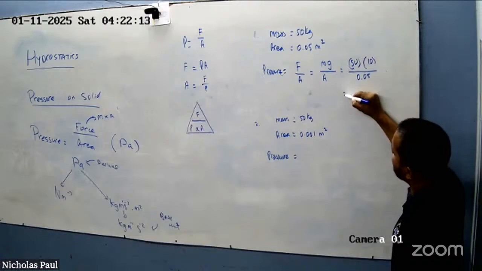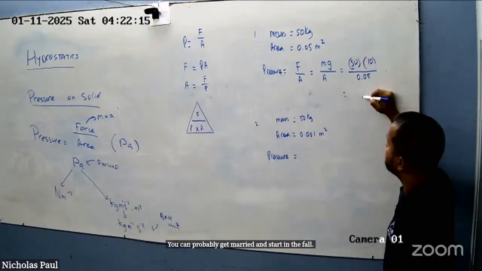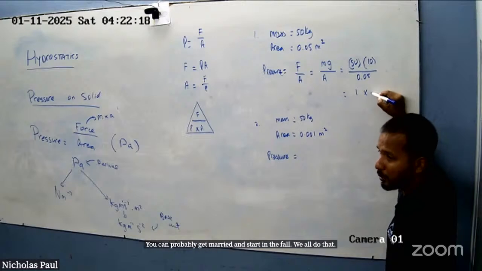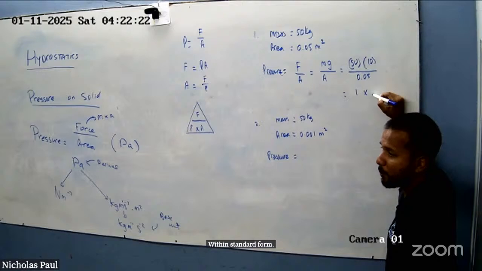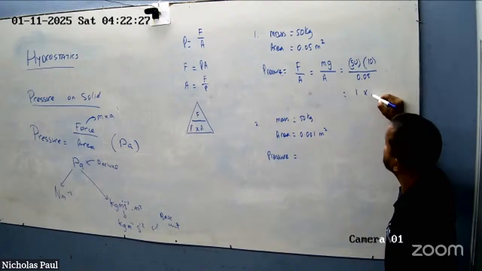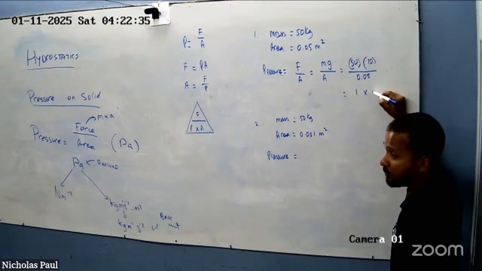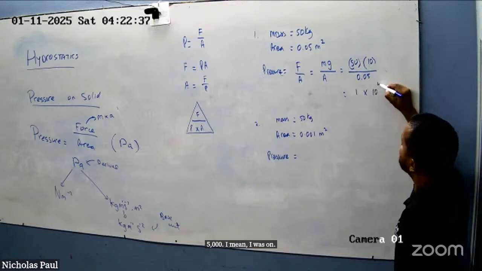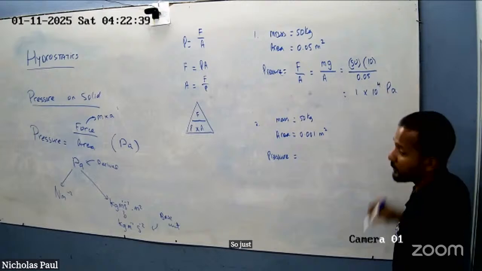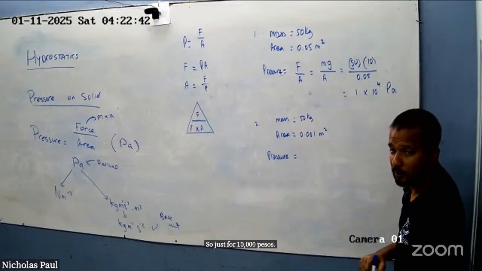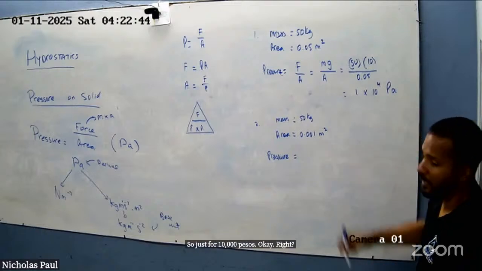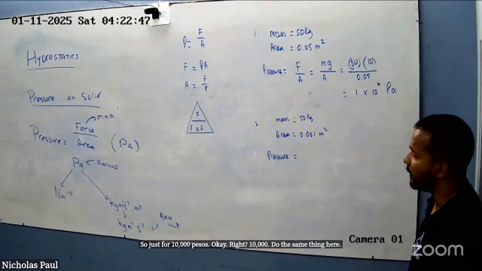You can probably give me the standard form. Put it in standard form. 1 by what? What will you get? 5,000. 10,000. So just put 10,000 Pascal. Okay? Right? 10,000 Pascal. Do the same thing here.